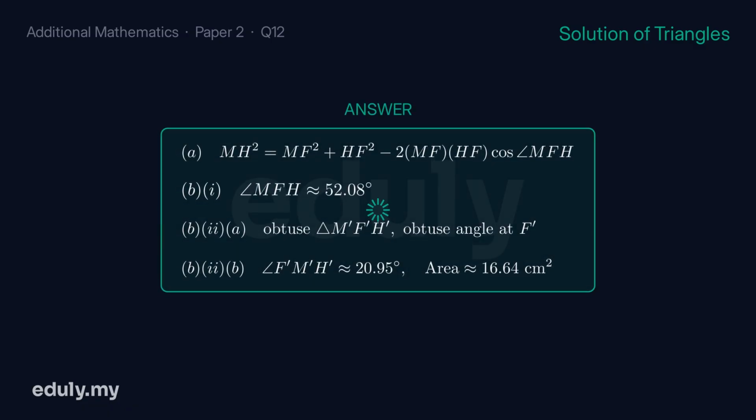So, to recap, in part A we derived the cosine rule for M, H. The angle at F is about 52.08 degrees. The alternative triangle is obtuse, with its wide angle at F prime. And in that triangle, the top angle is about 20.95 degrees, giving an area of about 16.64 square centimeters.